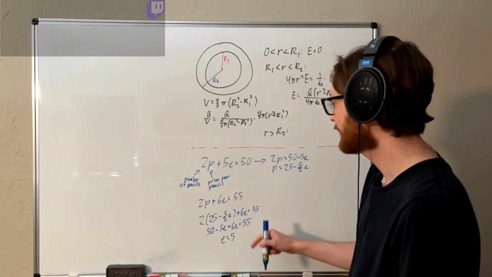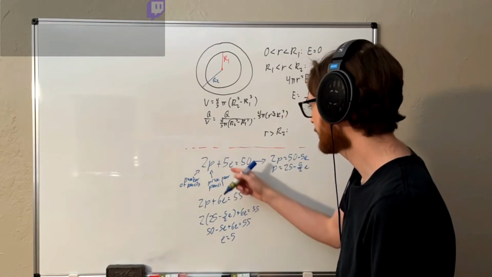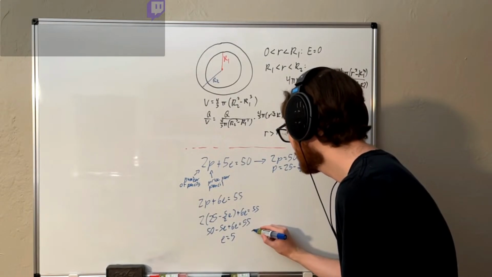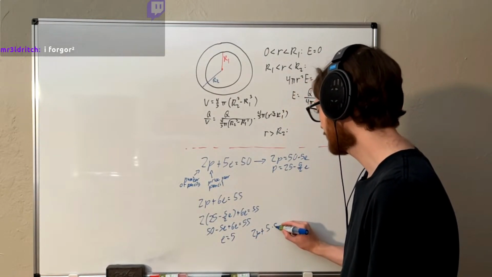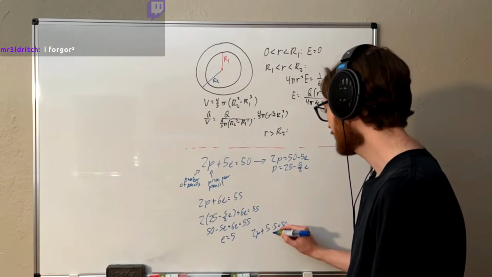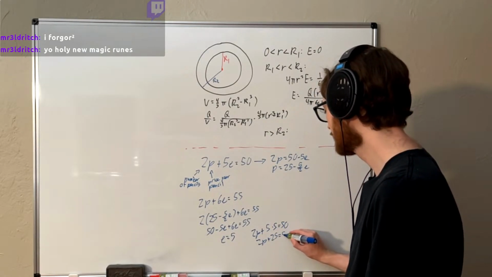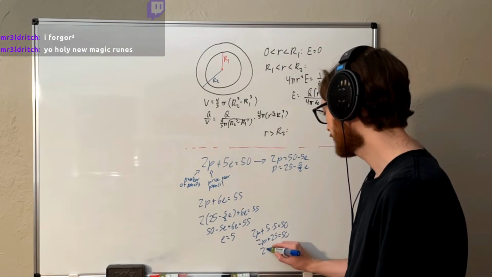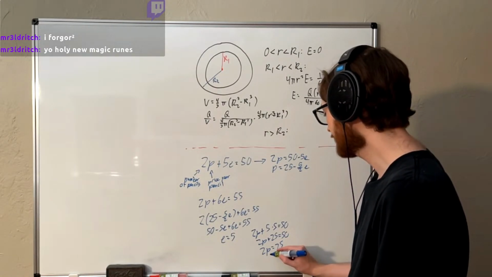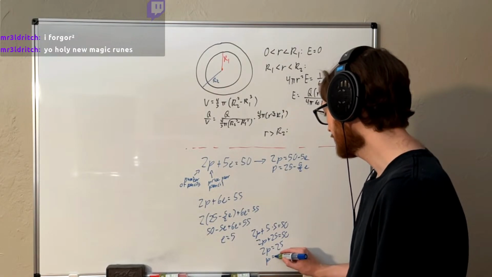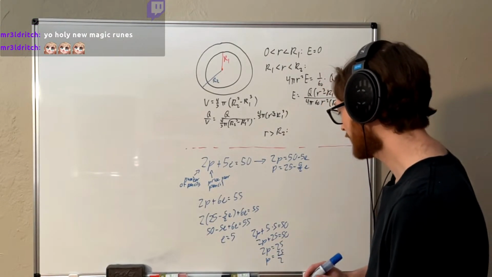Knowing this, we can plug it back into either of these equations to get what P is. I'm just going to use the first one because why not? 2p plus 5 times, we know now e is 5, equals 50. 5 times 5 is 25. 2p, subtract the 25 over to get equal to 25. So p is 25 over 2. I don't like that, that's not a clean number, but that's what we get.